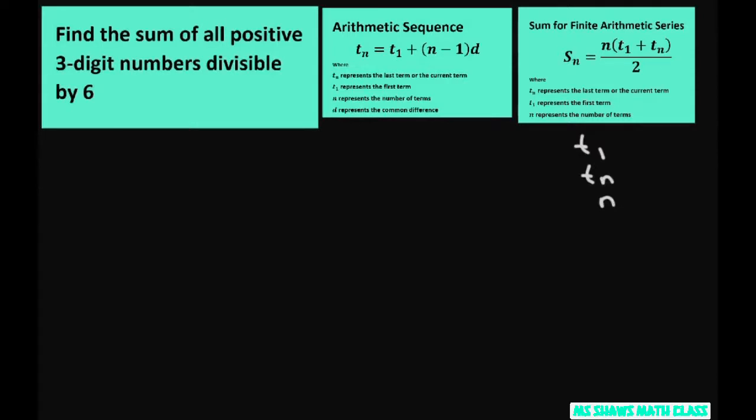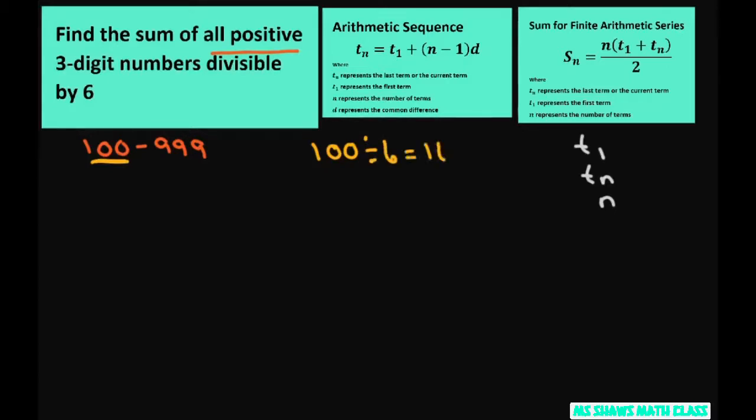So let's look and see what we have. We have the sum of all positive three-digit numbers, so that's from 100 to 999, and we want those divisible by 6. So we have to find the first term. 100 isn't divisible by 6. So the way I do it, unless you can do this more mentally, is I just take the 100 and divide it by 6.